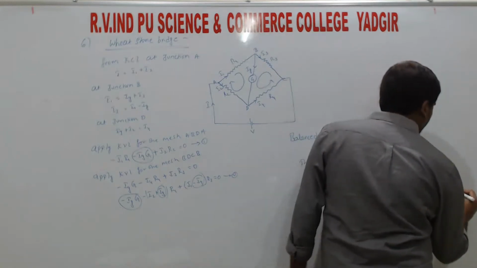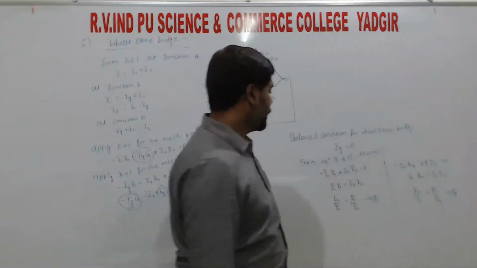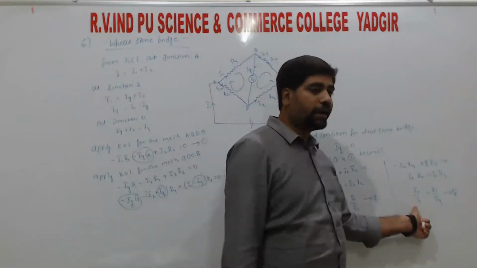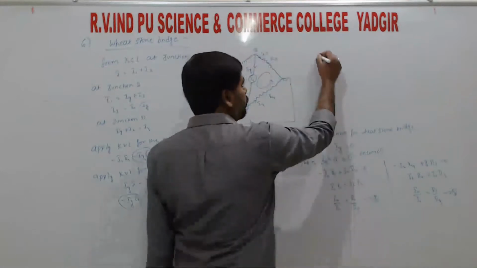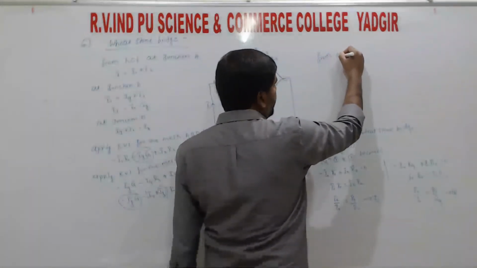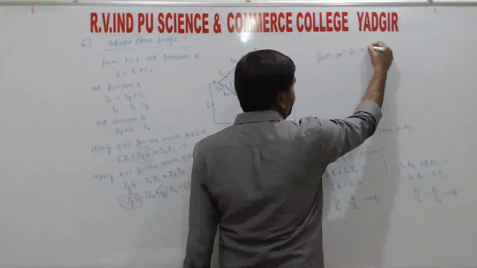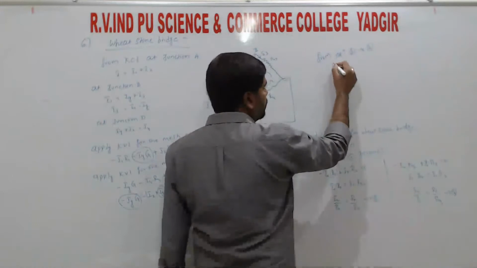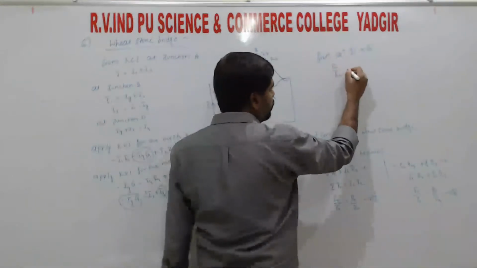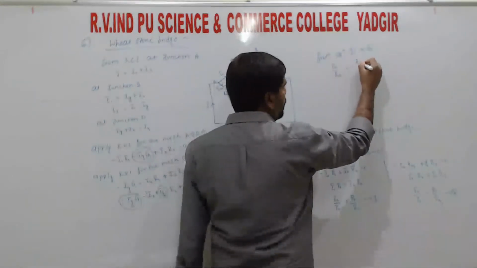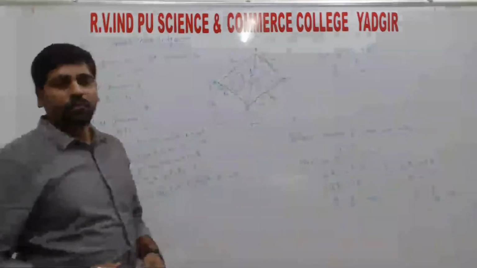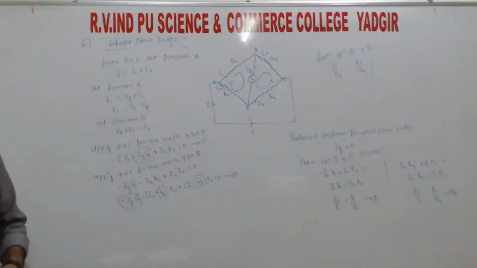This is the fourth relation. So from equation 3 and 4, the LHS ratio I2 by I1 is the same in both, right? Since the LHS terms are the same, R1 by R2 is equals to R3 by R4. So this is the balance condition for the Wheatstone bridge, right? So this is the condition for the balanced Wheatstone bridge using Kirchhoff rule.